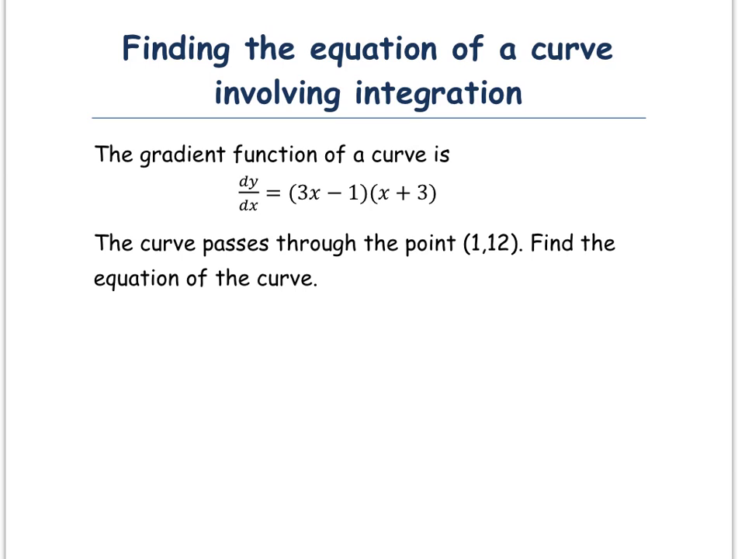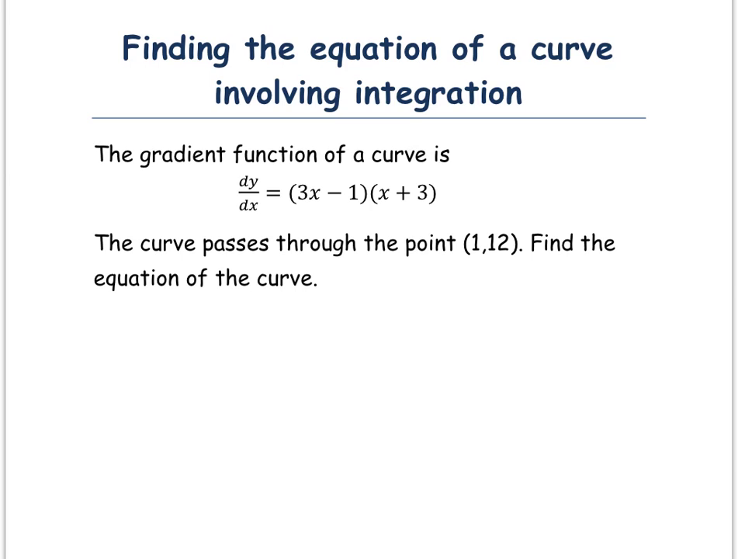And here is an example of that style question. It says the gradient function of a curve, dy by dx, is equal to 3x minus 1 in one bracket multiplied by x plus 3 in the second bracket. And it says the curve passes through the point 1, 12. Find the equation of the curve.